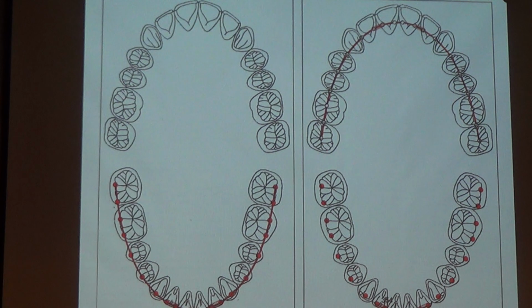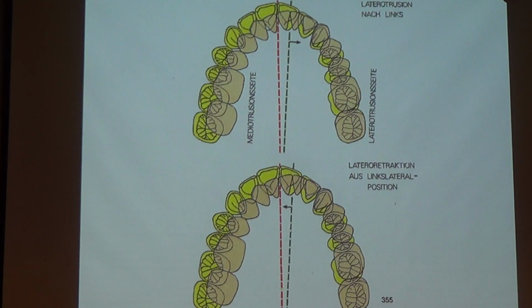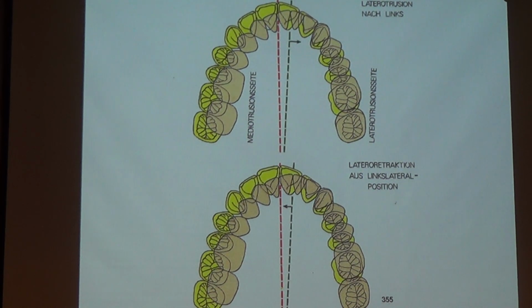And now, if I ask the patient to move to the side, lateral occlusion. Medial occlusion side is this side here. When the patient goes to the opposite side, this condyle moves to the medial area, so it is the medial occlusion side.